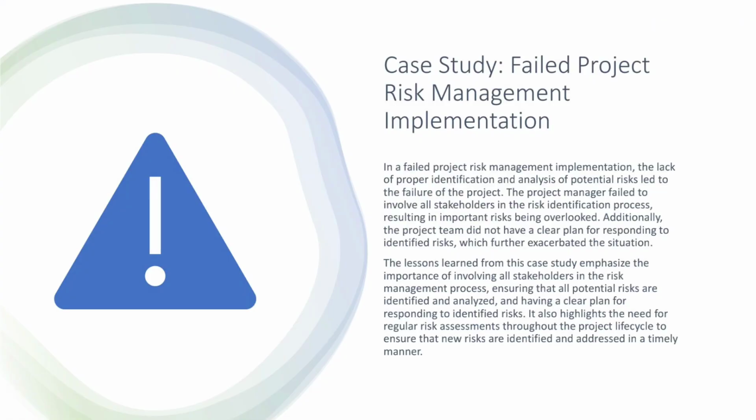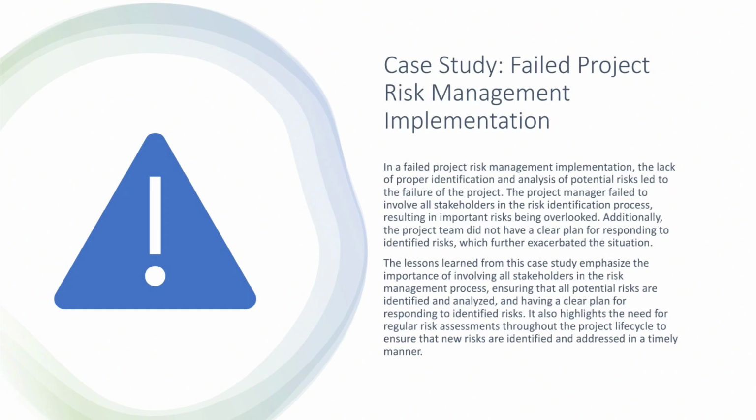Case study: failed project risk management implementation. In a failed project risk management implementation, the lack of proper identification and analysis of potential risks led to the failure of the project. The project manager failed to involve all stakeholders in the risk identification process, resulting in important risks being overlooked. Additionally, the project team did not have a clear plan for responding to identified risks, which further exacerbated the situation.